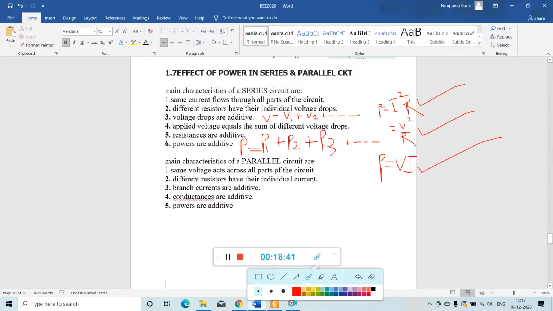Then the main characteristics of a parallel circuit. See, the same voltage acts across all the parts of the circuit. Different resistors have their individual currents, branch currents are additive, conductances are additive, and here powers are additive. Here also this equation is applicable. Okay, P is equal to P1 plus P2 plus P3, like this.